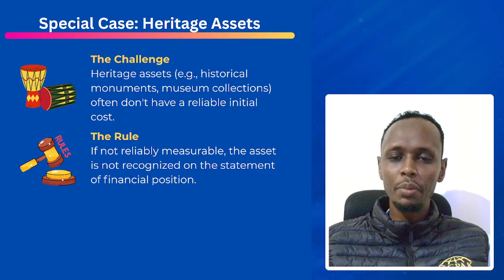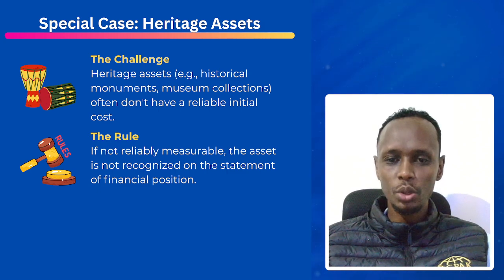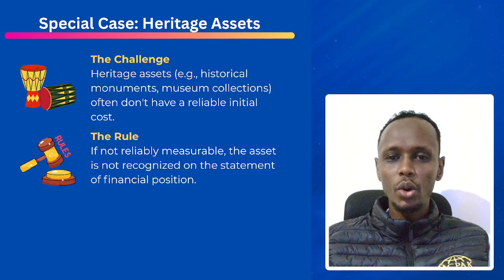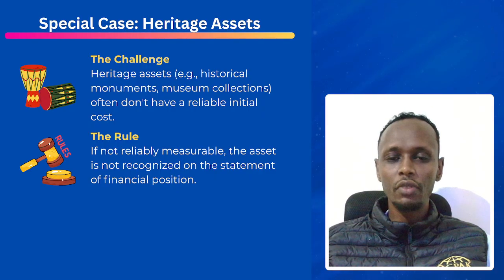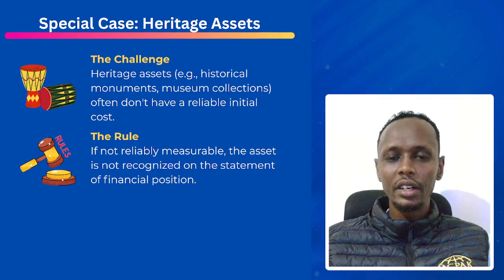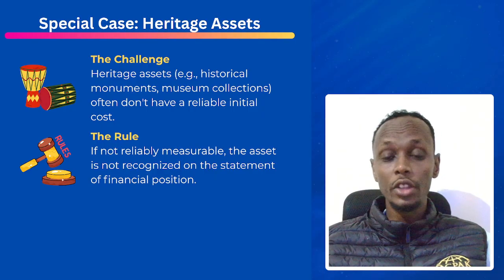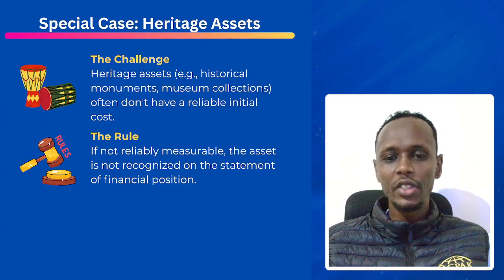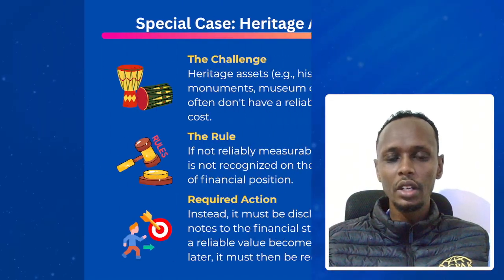So the question again is this special case of heritage asset, can we reliably measure? If you cannot reliably measure, for example, a skeleton that generates you revenue, or a pyramid that generates you revenue, or a historical item, the Gedi Ruins, or so many things which are historical to us, artifacts, which we cannot reliably measure. And therefore, the rule is if you cannot reliably measure, then you don't put them in your books.